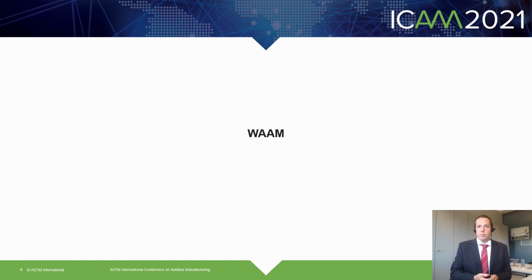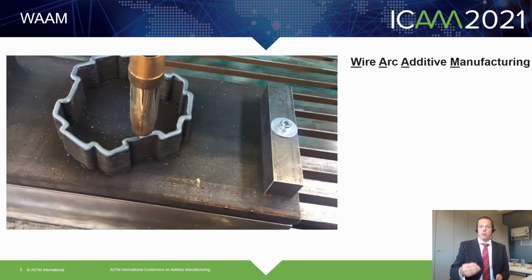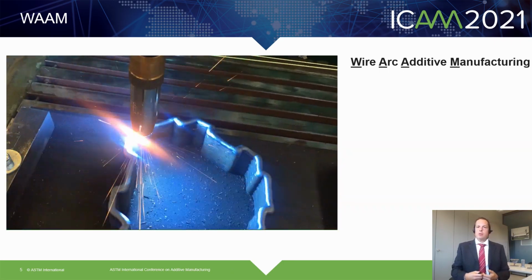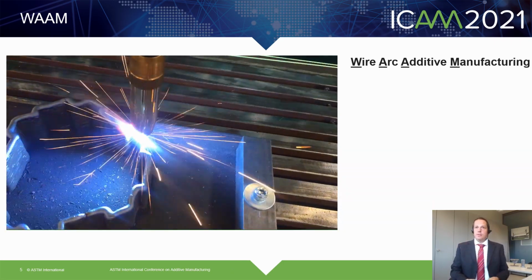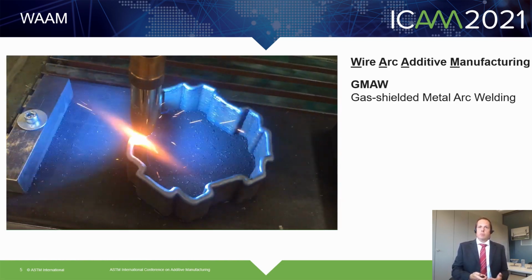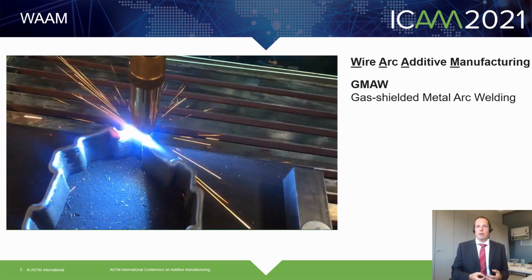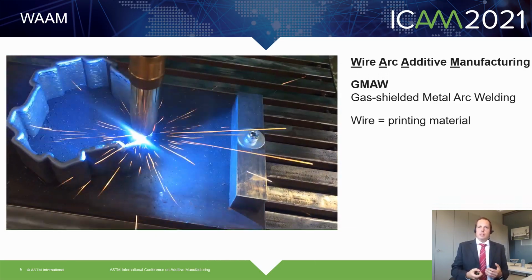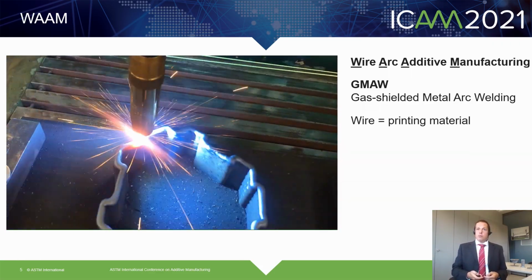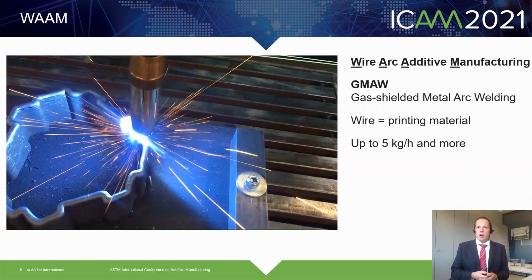Now I want to start with explaining the wire arc additive manufacturing. The WAAM process we use is called, and I maybe mentioned this before, wire arc additive manufacturing, or just WAAM. Here you can see the welding torch of a welding robot. And the welding robot works with normal gas-shielded metal arc welding. The wire electrode here is the printing material. And with this we can achieve deposition rates up to 5 kilograms per hour and more.